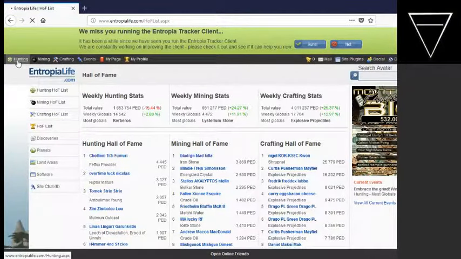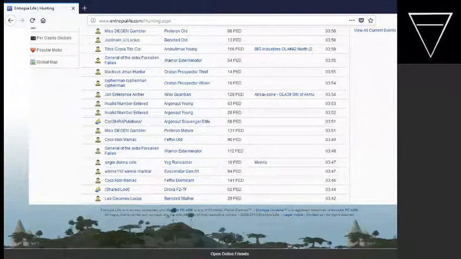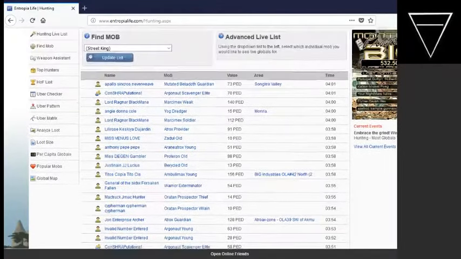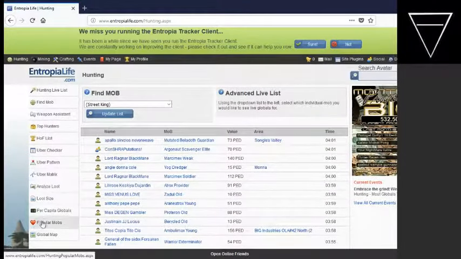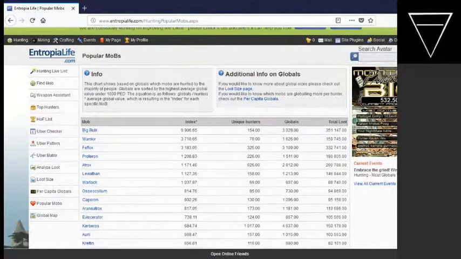Taking a little more detail into hunting. Somebody's hunting on Monria. A little bit of action on OLA 42 and OLA 39. What are the most popular mobs this week? Still got Big Bull topping the list, followed by Warrior, Fefox, Proteron, Aatrox, Leviathan, Warlock, Ossie Column, Capron, and Aranatrox. Kerberos is right off the list.